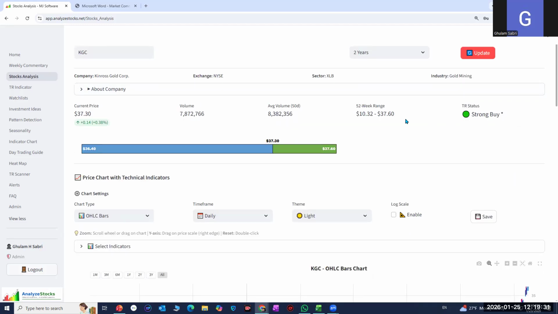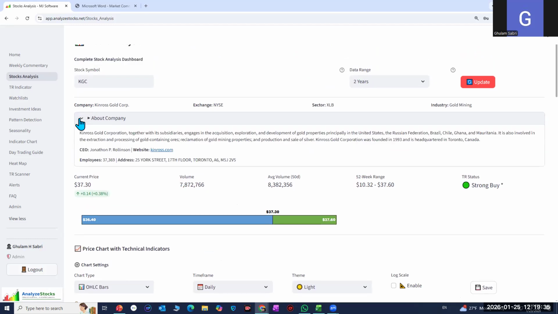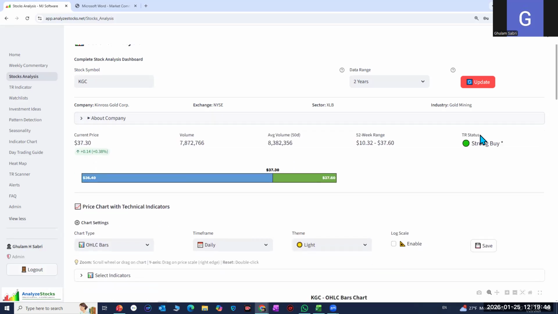Then if you move on, if I want to know some more details about the company, it will give you who the CEO is, the address, number of employees, what it does. It's a Canadian company, as we can see, based in Toronto.